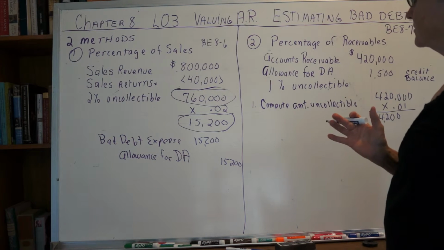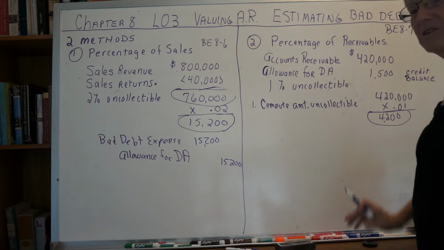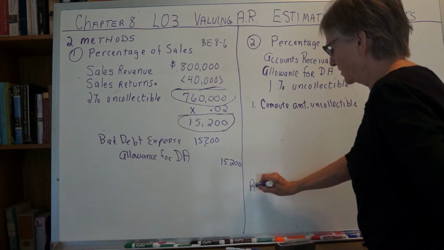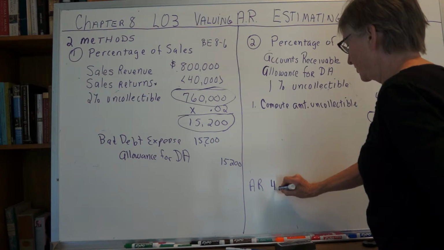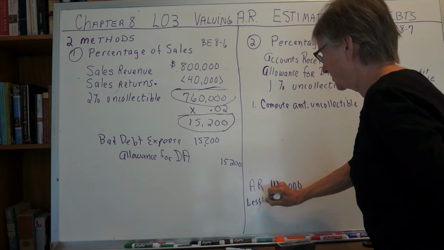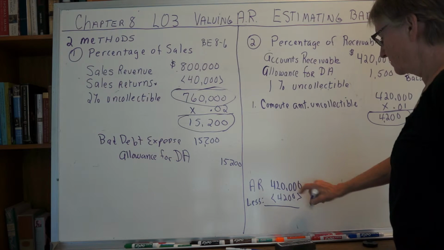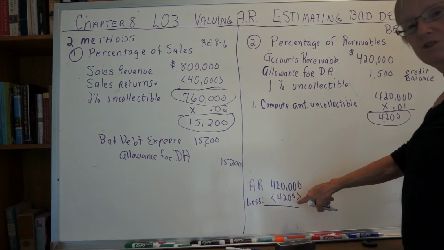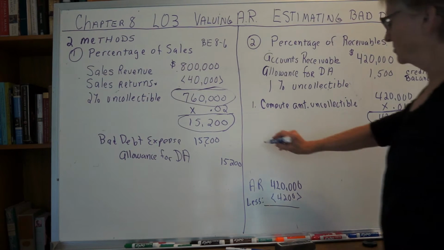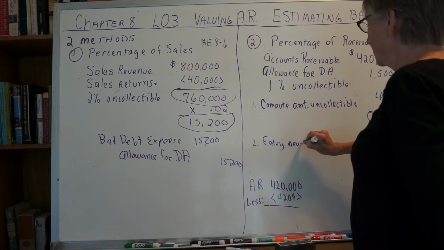With the percentage of receivables method, this is the number that we want to have as the ending balance in our allowance for doubtful accounts. When we get to the balance sheet, we want to go accounts receivable of 420,000 less our allowance for doubtful accounts of 4,200. So that's where we want to end up, because this is the amount we believe will be uncollectible. That's what needs to be the ending balance in the allowance account. So we have computed that amount. The next thing we have to do is to compute the amount of the journal entry needed to get us to that point.